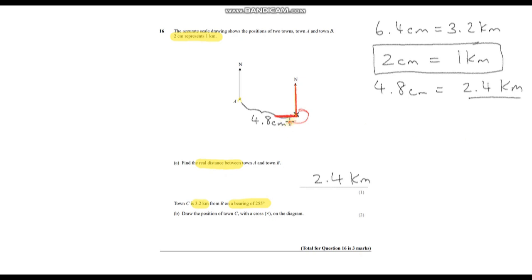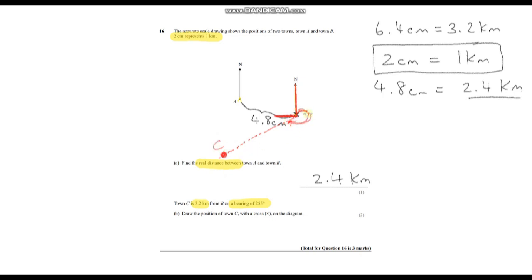So let's say that this here is 255 degrees. So it's going to be on this bearing here. Now this is obviously not to scale. Actually, I could probably do a bit better than that. Let's just delete what I've just done. I'd say it's probably more like this on this bearing here. And it's going to be 6.4 centimeters, so slightly longer than this distance. So let's say it's about here. Okay, so this will be point C.